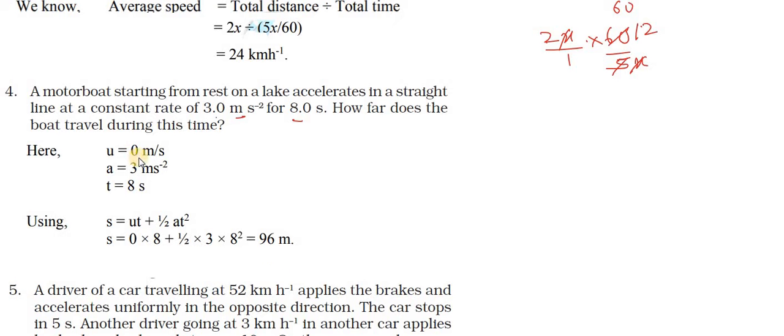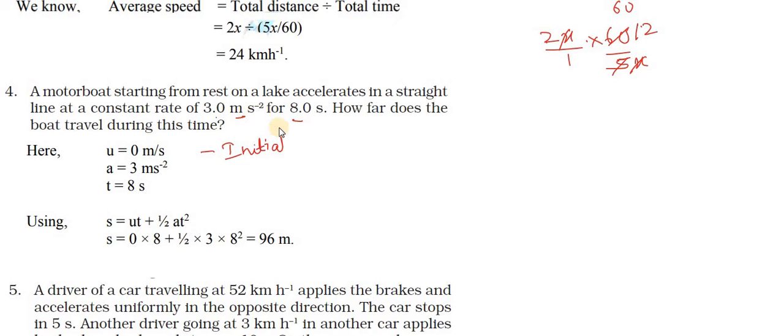So what we need to do: they give the initial velocity. U is nothing but the initial velocity. So what is the initial velocity of this boat? The initial velocity is 0 meter per second. Why is it 0 meter per second? Because the motorboat is at rest. If it is at rest, it is not moving.